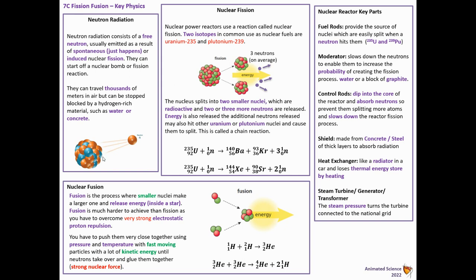Okay, so this is section 7C of the iGCSE introduction topics. It's fission and fusion. So first of all, let's just talk about neutron radiation.